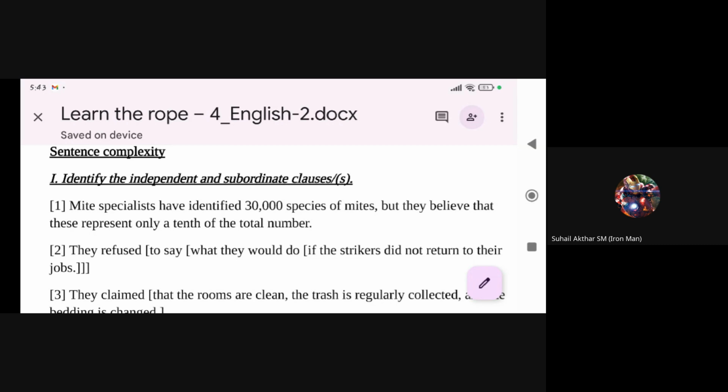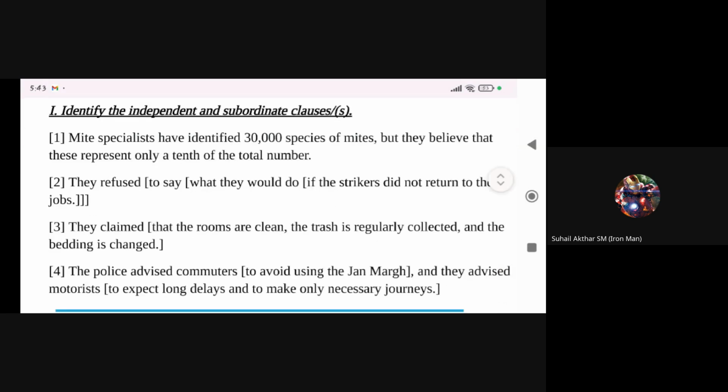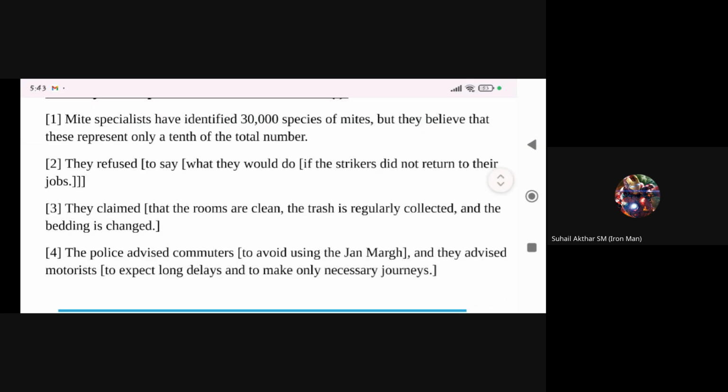So this is a that clause because it begins with the relative pronoun that, right? That can also function as a conjunction as well as a relative pronoun. So in this case, it's a relative pronoun. That these represent only a tenth of the total number, right? Now, this is an example of a subordinate clause here, right? So within the independent clause, but they believe that, and so on and so forth, you have the subordinate clause that these represent only a tenth of the total number, okay?